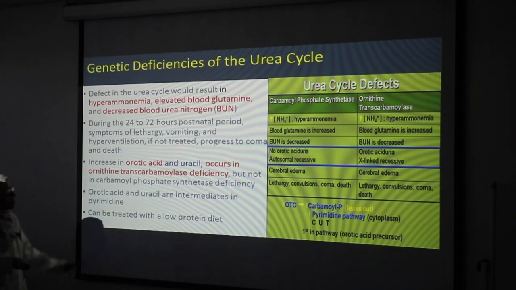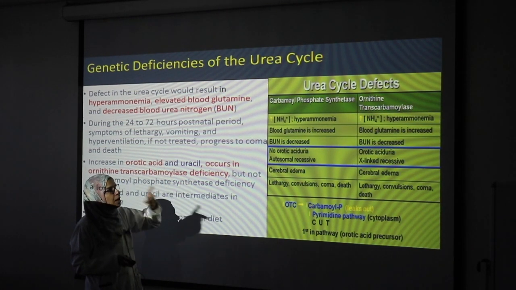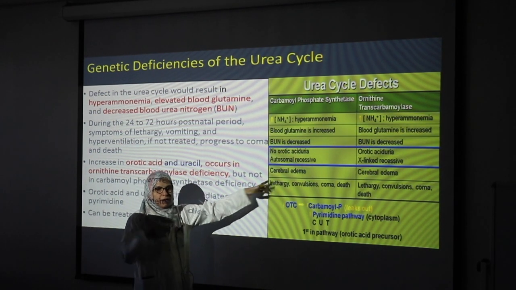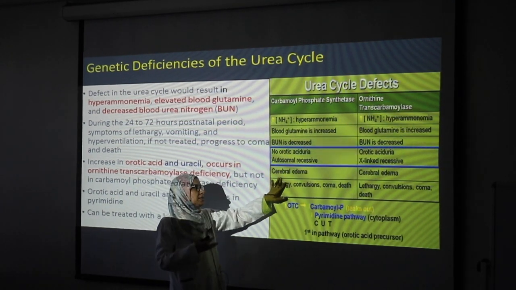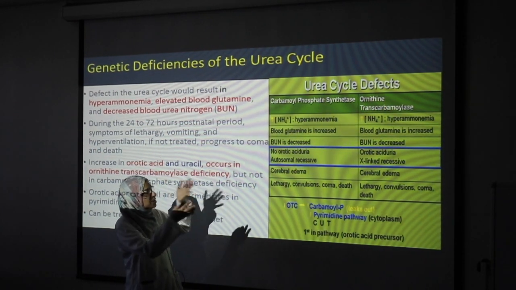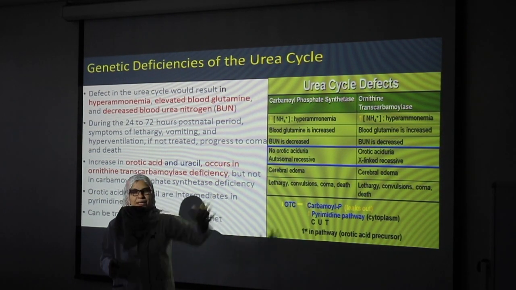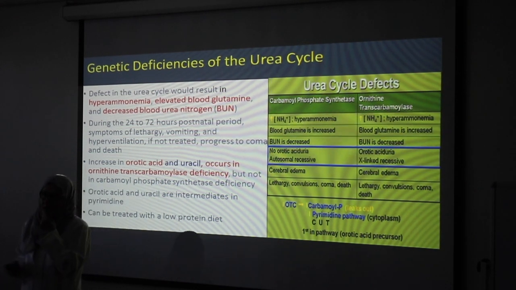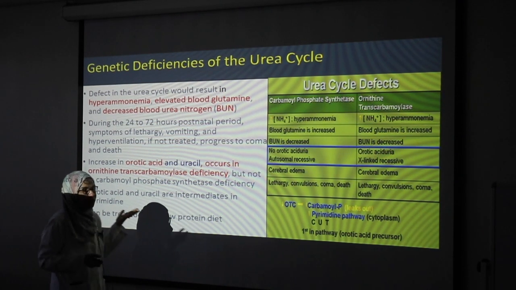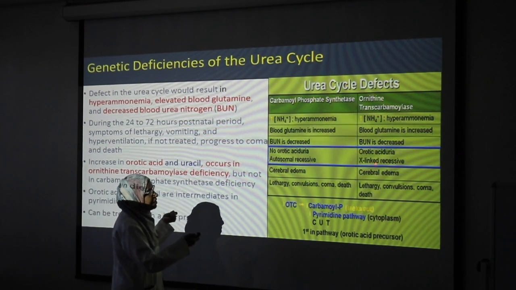So the question is, if you have a patient who's showing symptoms of hyperammonemia, increased glutamine, decreased BUN, and all the physical symptoms, so he's having edema, lethargy, convulsion, coma, and death, how can you tell whether it is OTC deficiency or carbamoyl phosphate synthetase deficiency? Yes, so you will check for orotic acid. If the orotic acid is high, it means that the patient is having this deficiency.